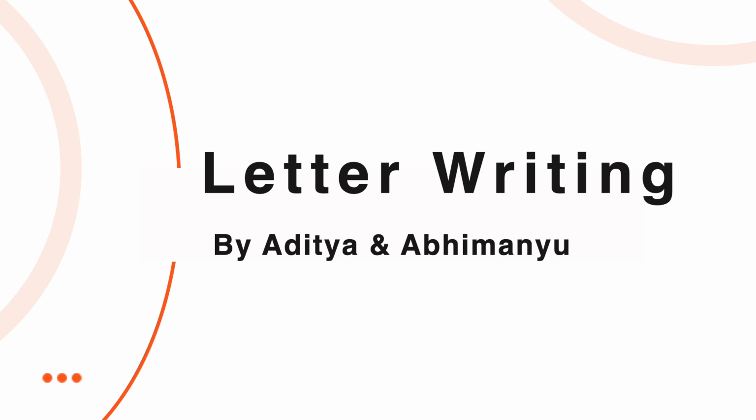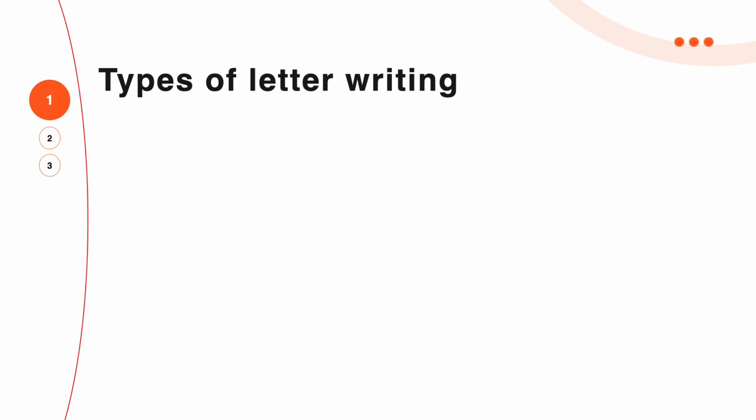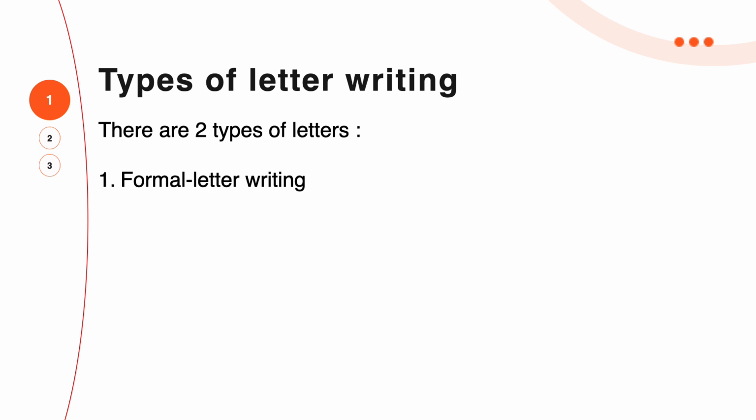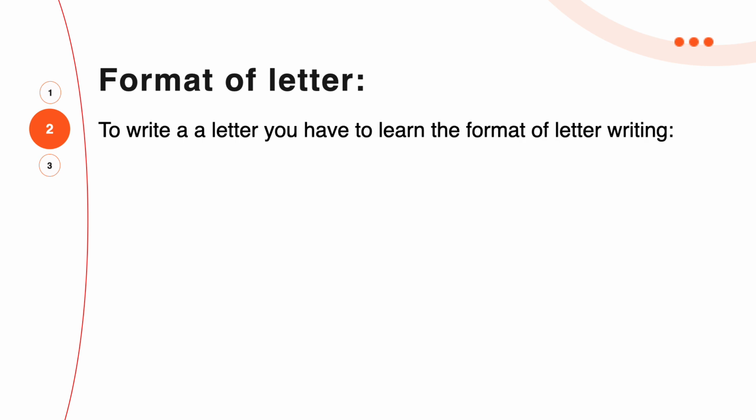So let's get started with letter writing. There are two types of letters: first, formal letter writing, and second, informal letter writing. Let me show you how they are formatted. Here are the formats of letters. To write a letter, you have to learn the format of letter writing. So it is like this.